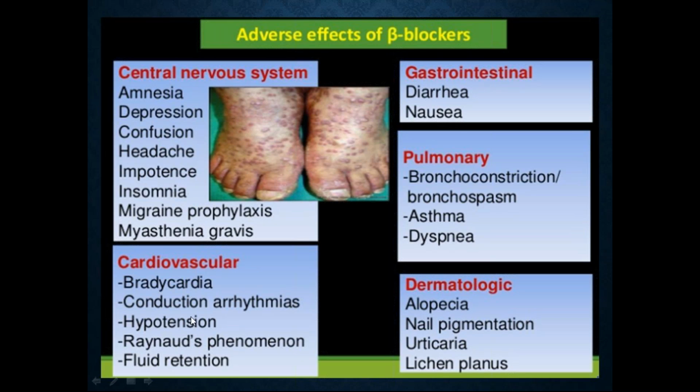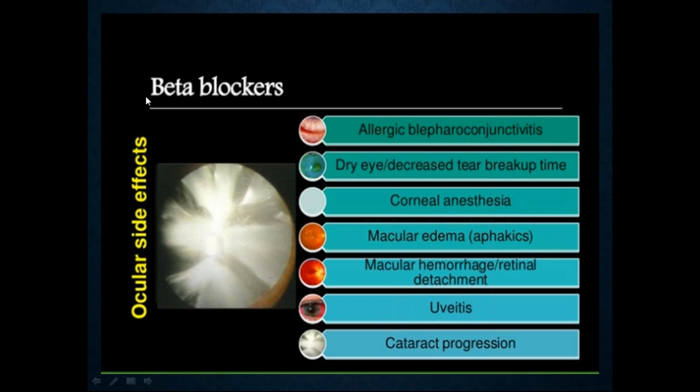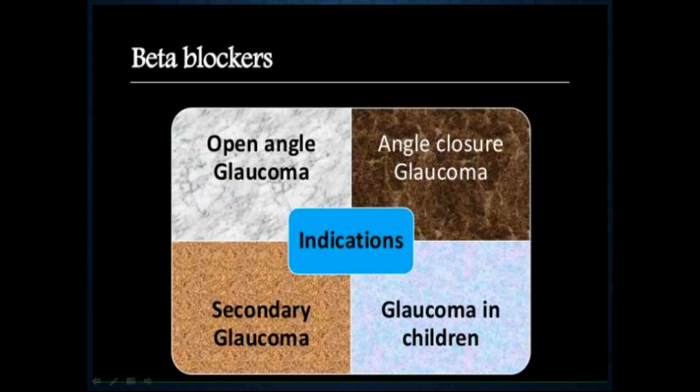Systemic side effects are cardiovascular: bradycardia, conduction arrhythmias, hypotension, Raynaud's phenomenon, and fluid retention. This is all very vast, it's not required. So, ocular side effects. Previous slide, these are all ocular side effects. Allergic blepharoconjunctivitis and dry eye can occur. Corneal anesthesia can occur. Macular edema, especially in aphakia because of absorption. Macular hemorrhage or retinal detachment, uveitis, and cataract progression.